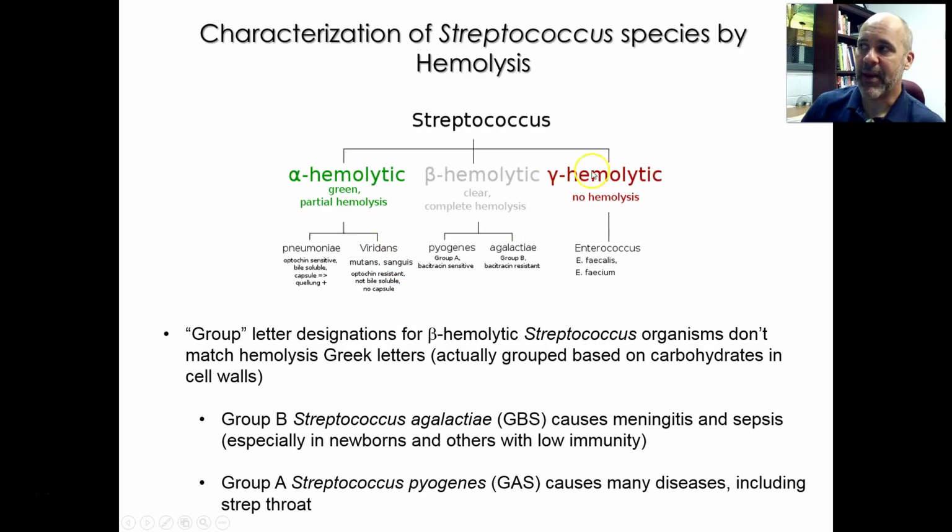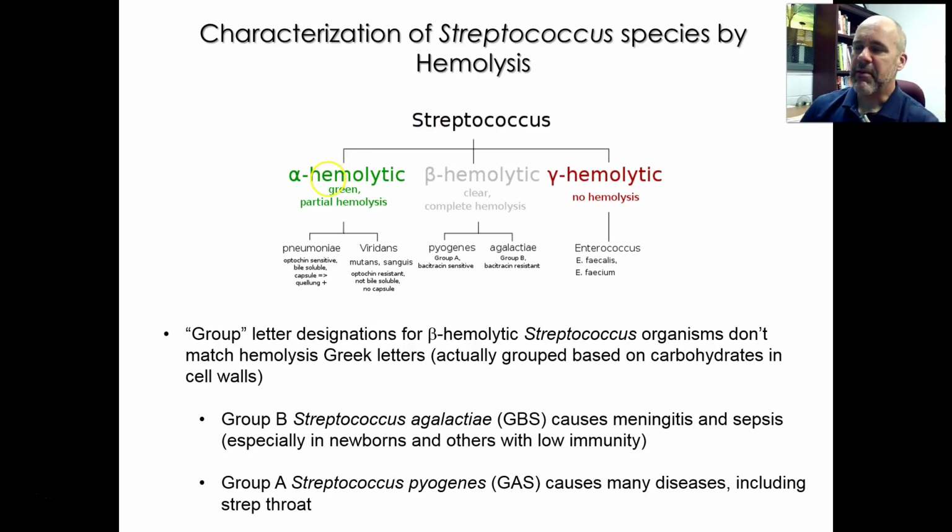And then finally, gamma hemolytic, the Enterococcus genus, is closely related to the Streptococci and includes Enterococcus faecalis and Enterococcus faecium, and these sometimes cause infections. They naturally live in the intestinal tract, but sometimes they get into other parts of the body like the urinary tract and can cause infections there. So anyway, you can see how the pattern on these blood agar plates can help you at least partially identify these organisms.